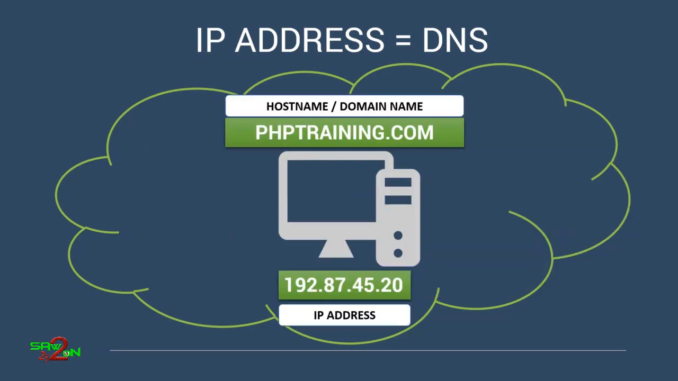Okay, so let's take an example. We have a computer in the internet having this IP address. We can assign a host name or a domain name. You can even call this domain name or host name something like phptraining.com. And once this name is assigned to this IP address, if you have to find the phptraining.com server, you don't have to remember the IP address now. You only have to say phptraining.com and you will connect to my computer. Remember, there is a linkage between your IP address and your host name. You have to create this link.